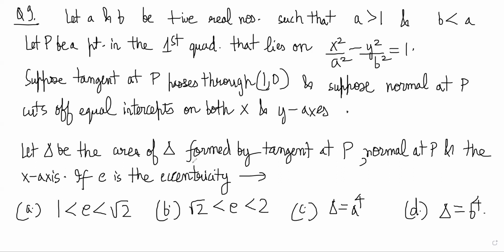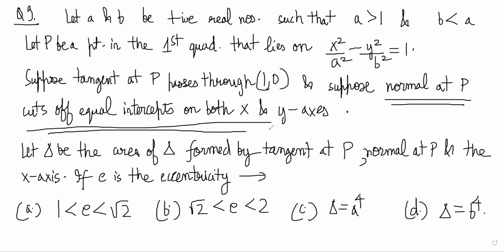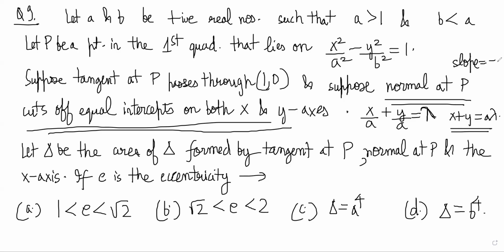So first of all, remember that they have given this information: the normal at P cuts off equal intercepts on both x and y axes. That is a lot of information actually, because by intercept form, the equation of the normal should be x by a plus y by a equals 1, or equals some constant lambda, because equal intercepts are being formed. So from here we can easily see that x plus y is equal to lambda is the equation of the normal, and the slope of the normal is coming out to be -1, which also tells us the slope of the tangent will be +1 now, correct?